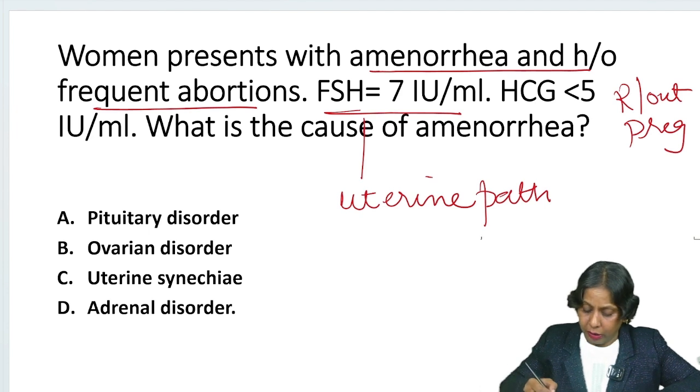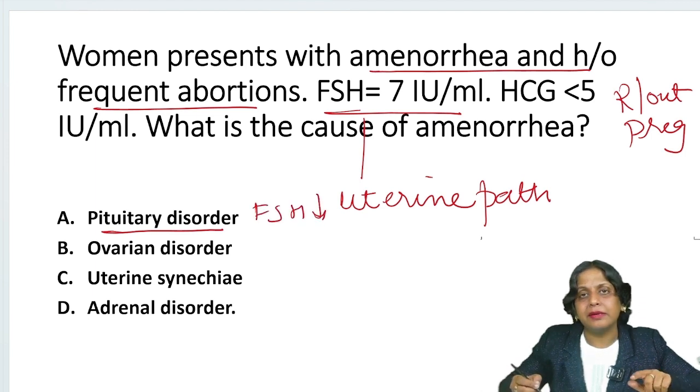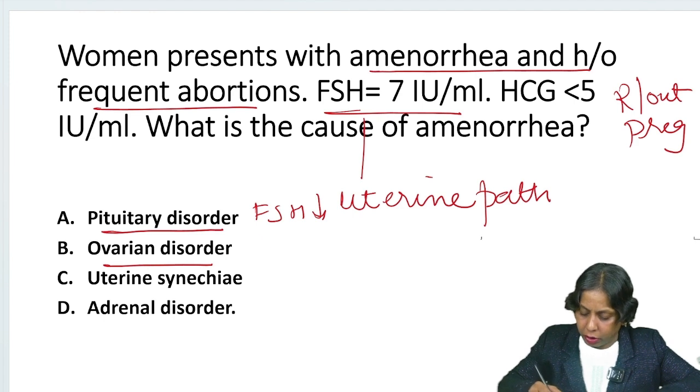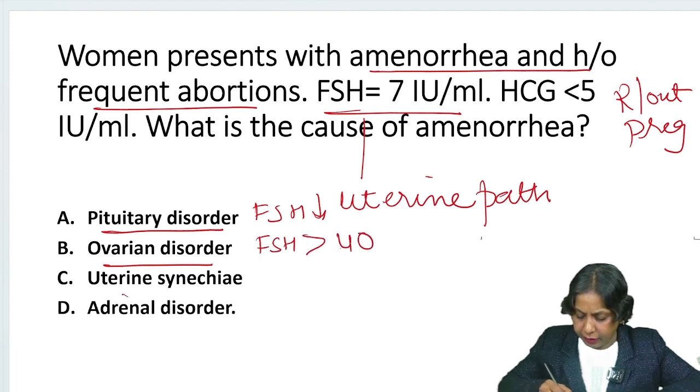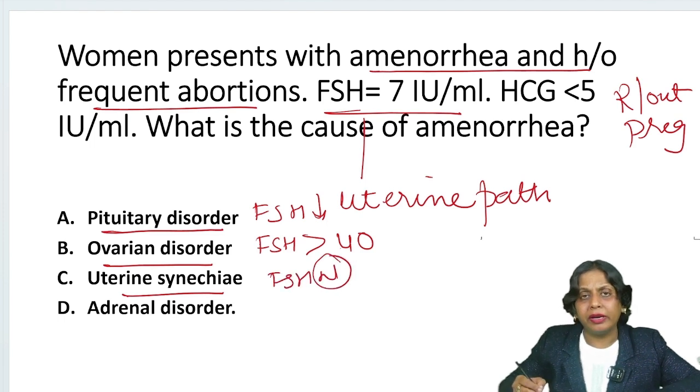Right. Now, what is option A? Pituitary disorder. In pituitary disorder, FSH decreases. It is less than 5. In ovarian disorder, FSH is more than 40. In uterine, FSH is normal. In adrenal disorder, again we will get a deranged FSH, which is not in the scope of our syllabus. So the answer to this question is uterine syncytial.